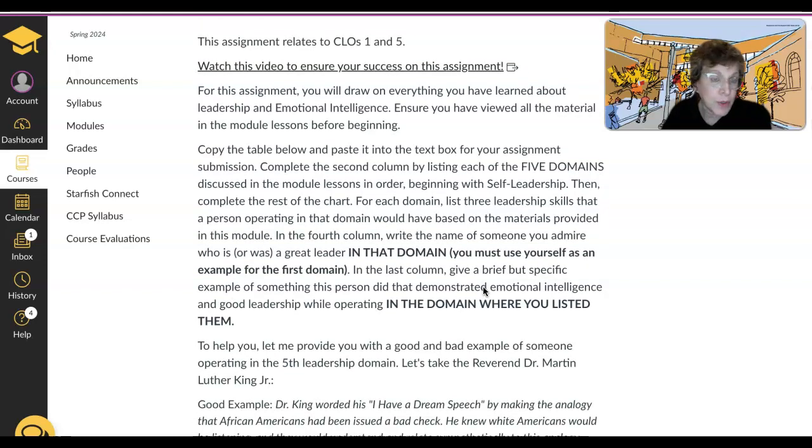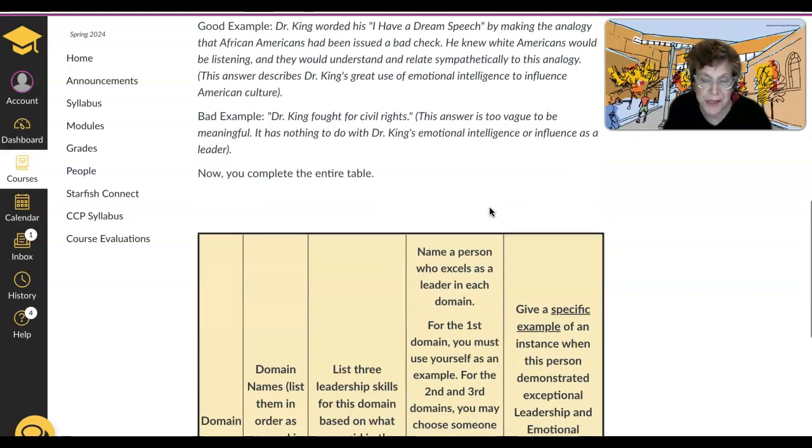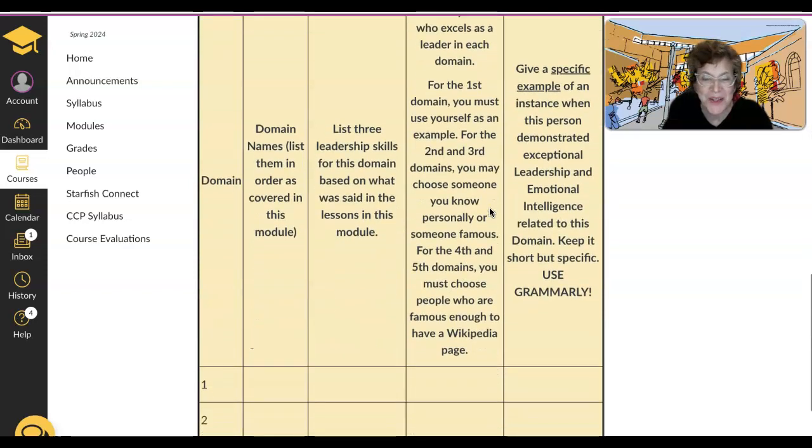And for this assignment, you're going to be completing the table, all right? So copy the table, paste it into the text box. You're going to complete the second column by listing each of the 5 domains that were discussed in this module from the lessons and do them in order, okay? Beginning with self-leadership. So that's a clue about what those domains are.